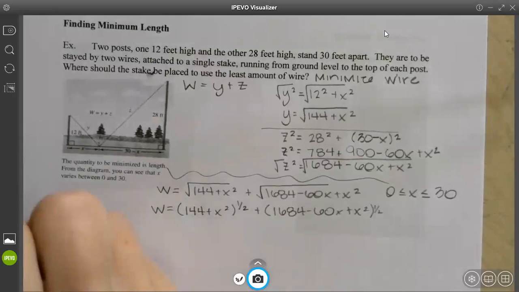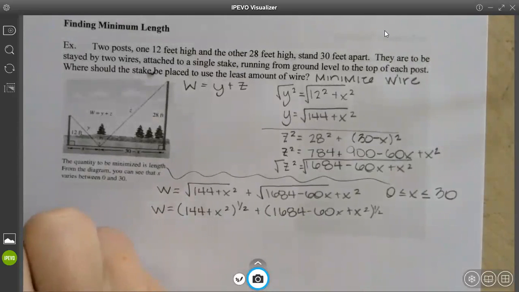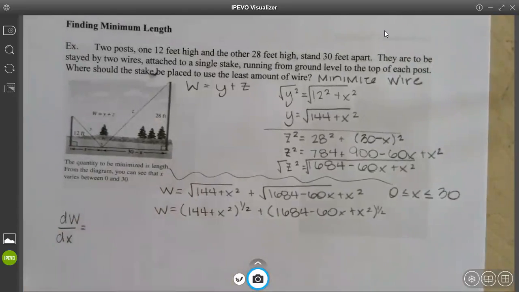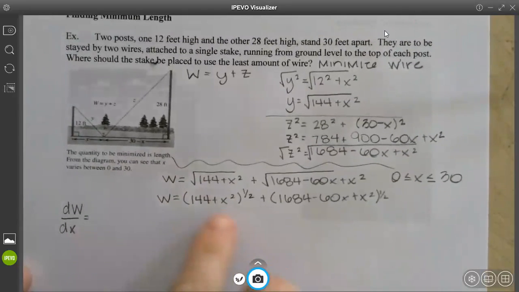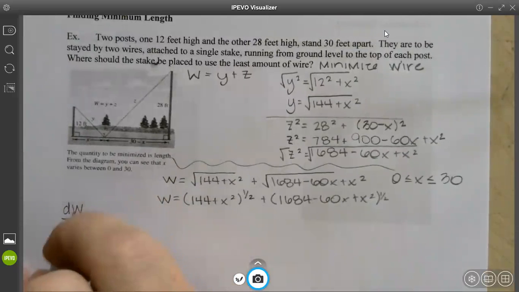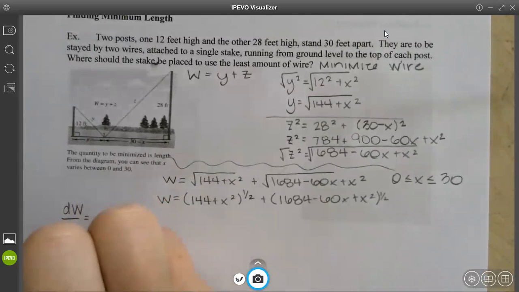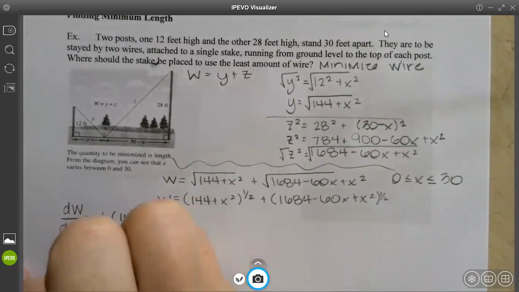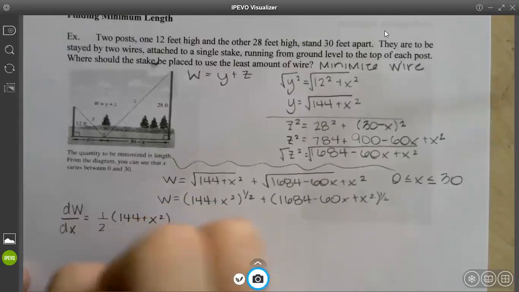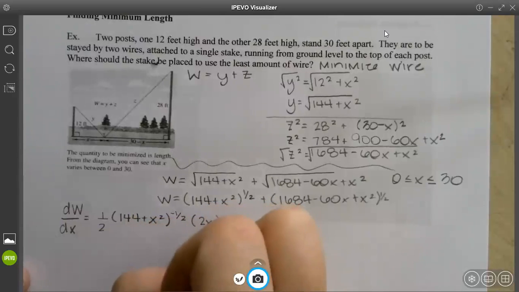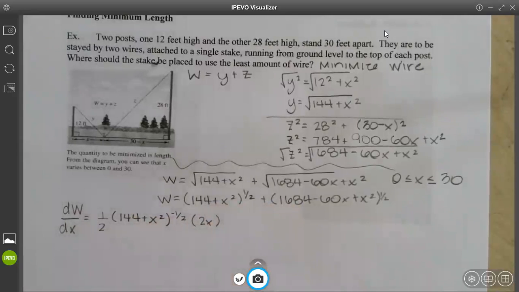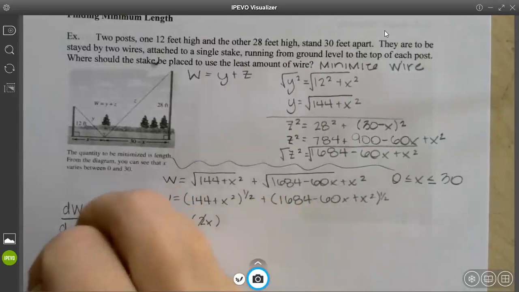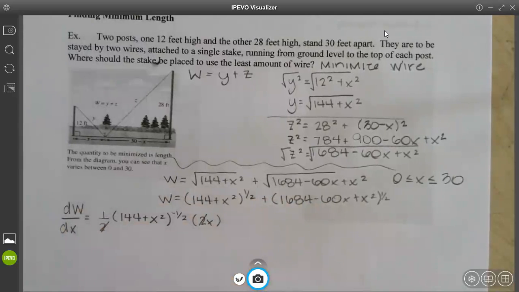All right, so find the derivative. The derivative of w with respect to x. What are we going to have? Start with the first one. 1/2, to the negative 1/2, and then 2x. Everybody good? Let's just look at this for 1 minute. What can I do? Yeah, the 2's will cancel out, and eventually I'll move that down, but I'm not going to do that yet.